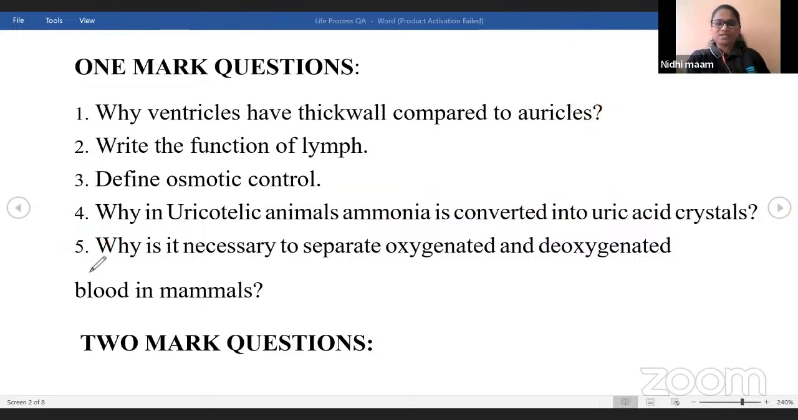Fifth question goes like this. Why is it necessary to separate oxygenated and deoxygenated blood in mammals? Why should the two be separated? Why shouldn't the two get mixed up? Yes, any reason?